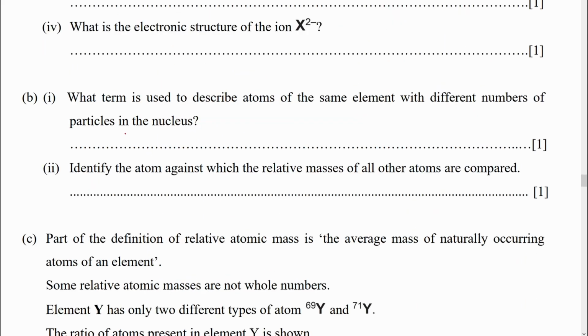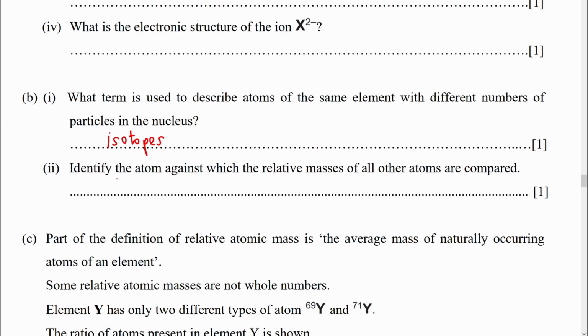Next, part B. What term is used to describe atoms of the same element with different number of particles in the nucleus? So I think this one is very clear. It is called isotopes, right? So the answer here is isotopes.